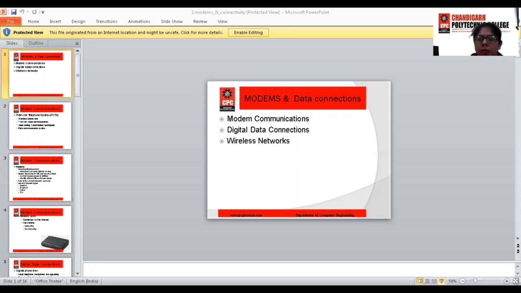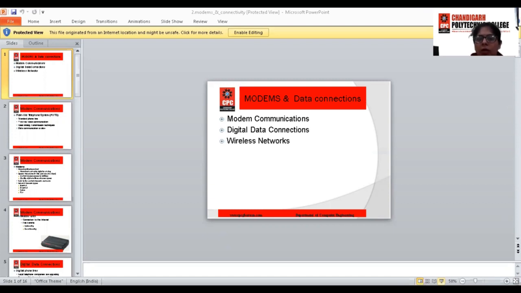And modems, as I told you, it's the combination of two terms, modulator and demodulator. So this device performs two functions, analog to digital conversion as well as digital to analog conversion. These modems have a speed of around 56 kbps. There can be internal modems already incorporated inside the system, or we can attach them from outside also.